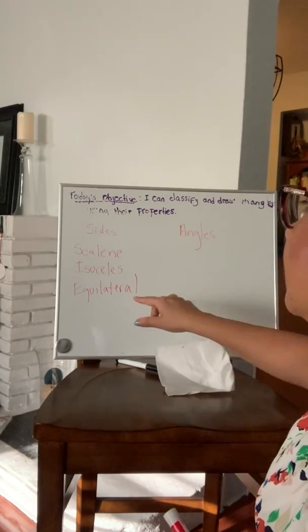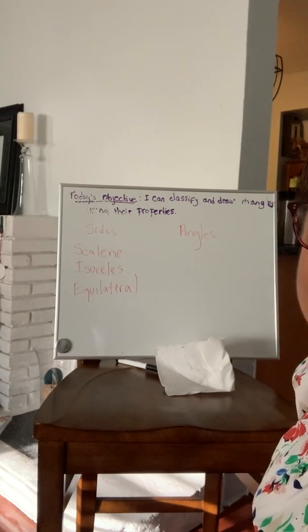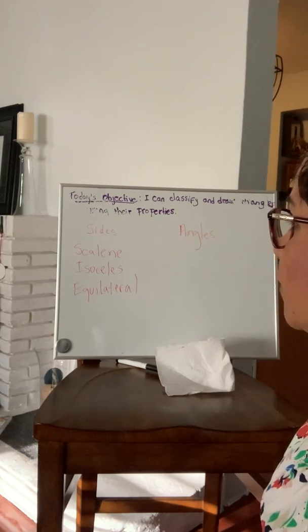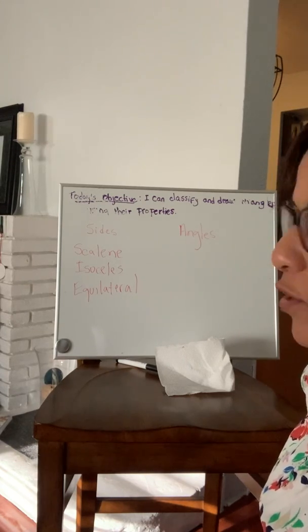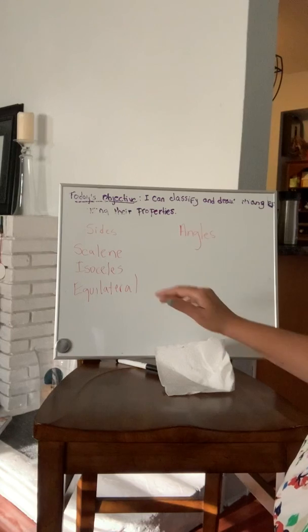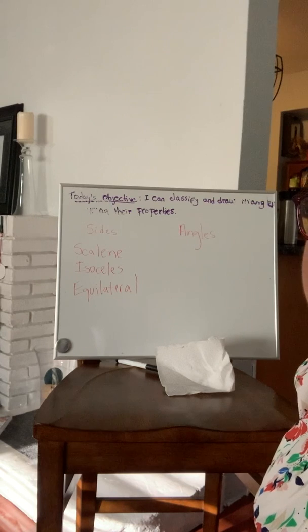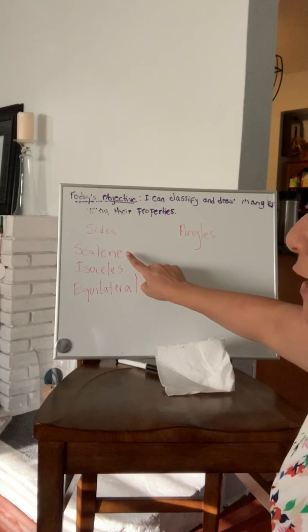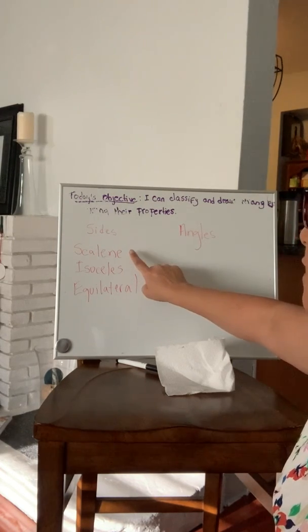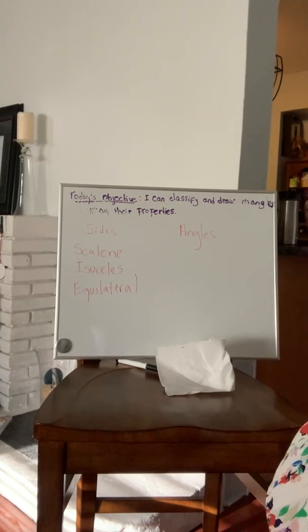Now, let's do it from the bottom up. The equilateral triangles, all the sides are the same. For the isosceles triangle, two of the three sides are congruent. I should use the word congruent, meaning they're the same. And scalene triangles have three sides that none of them are congruent. They're not the same, okay? So scalene, zero sides are congruent. Isosceles, two sides are congruent at least. And equilateral, all three sides are congruent.